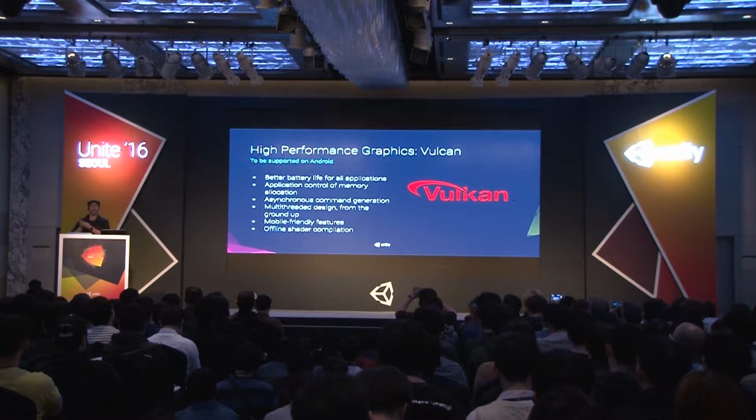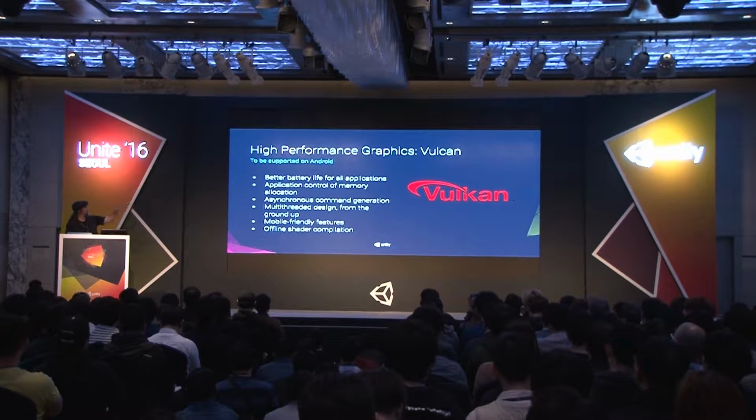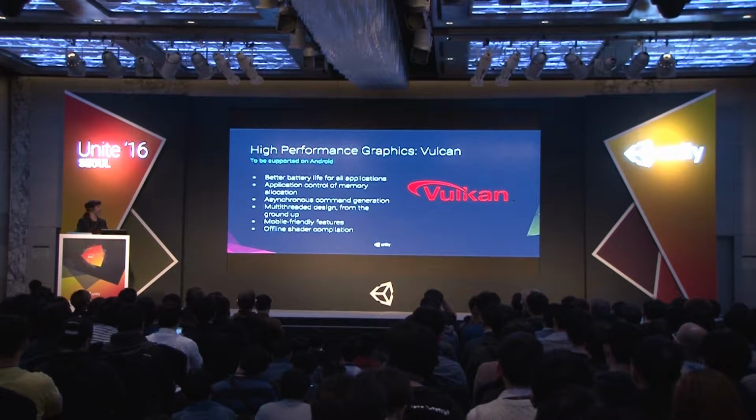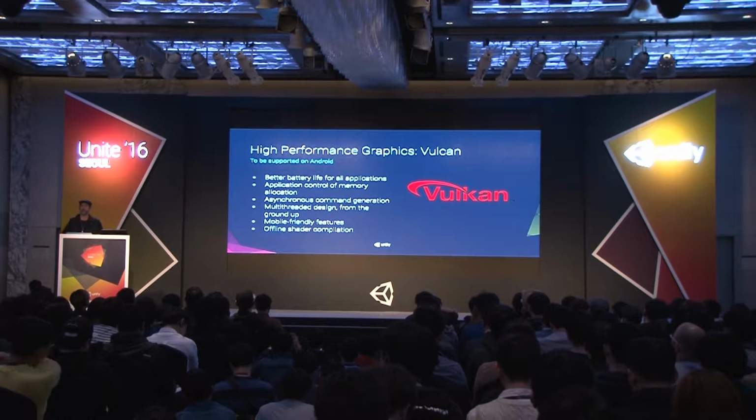Of course, we're trying to make Android the best gaming platform. So we have made a major commitment to supporting Vulkan for high-performance graphics. And it's going to give us better battery life. It also gives you a lot more control of things like memory allocation. But let's take a look at what this means in terms of what we can run on Android.